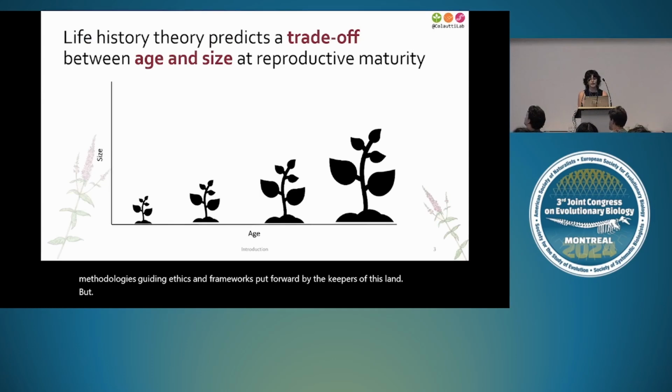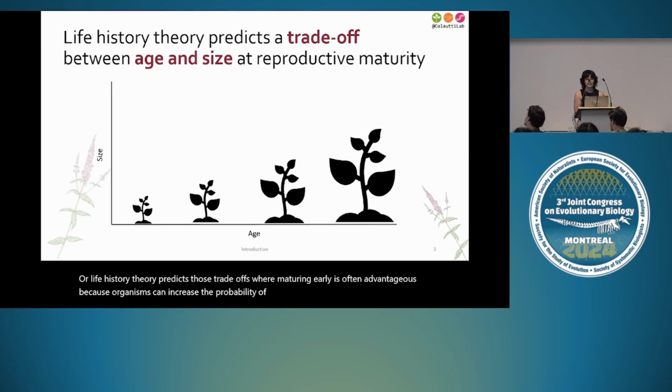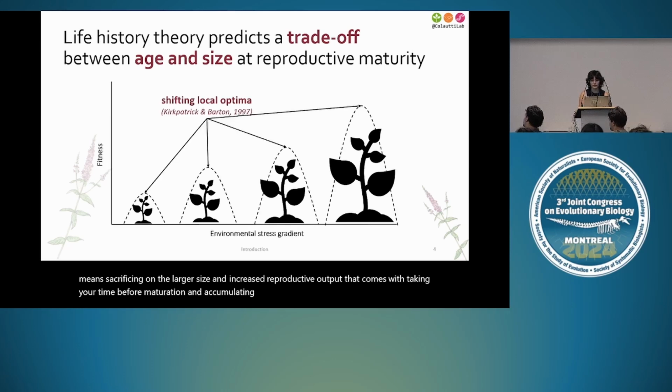Life history theory predicts trade-offs between age and size at maturity, where maturing early is often advantageous because organisms can increase the probability of reproduction before mortality, but it often means sacrificing the larger size and increased reproductive output that come with taking your time before maturation and accumulating more resources. Different environmental stressors may favor alternative values of this trade-off, and local adaptation models predict stabilizing selection on local optimum values within populations and shifting values of that optimum along environmental stress gradients.